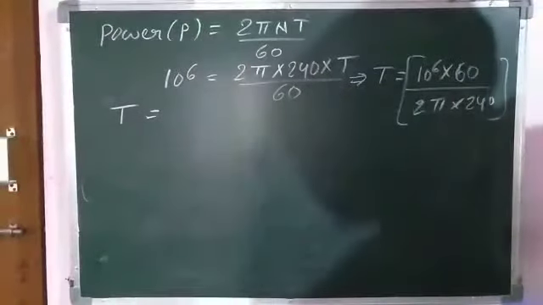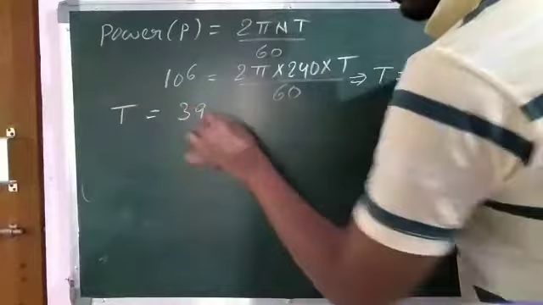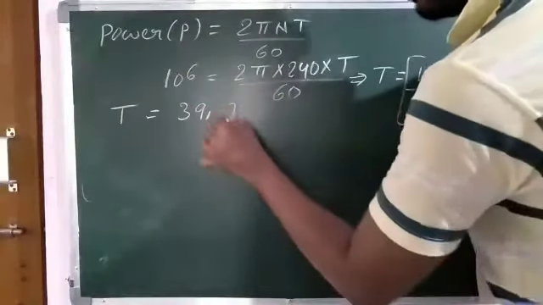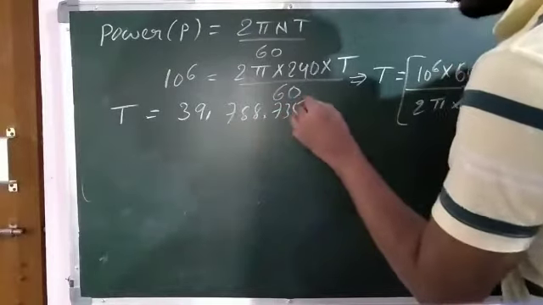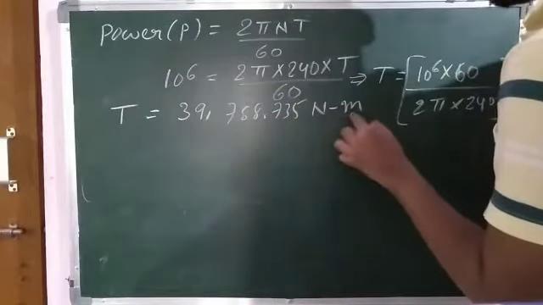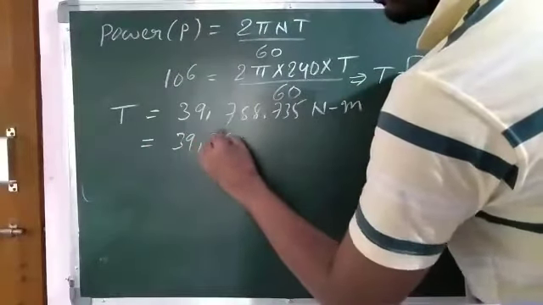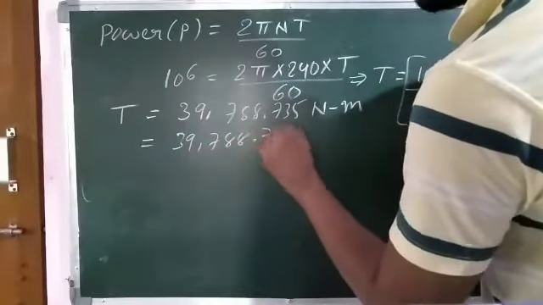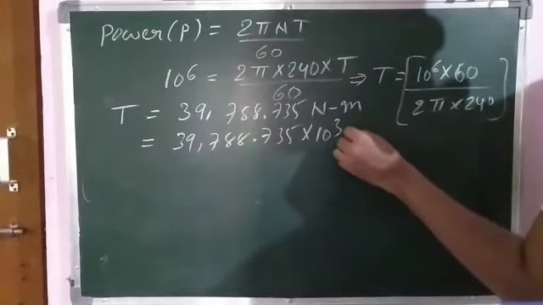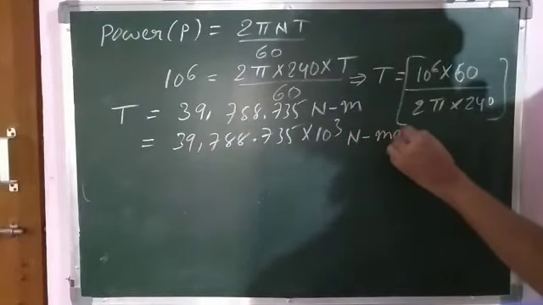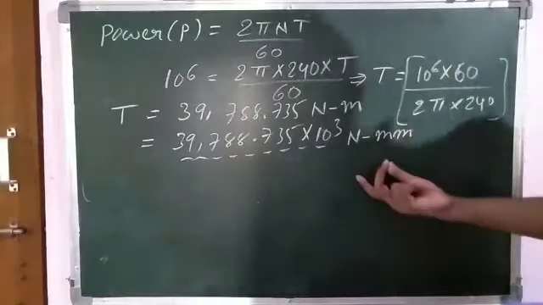So what is the value? Here I got 39,788.735 Newton meter. Now convert Newton meter to Newton mm. Simply multiply with 10 cube, or 1000. So it becomes Newton mm. This is the torque value. Now we have the torque.